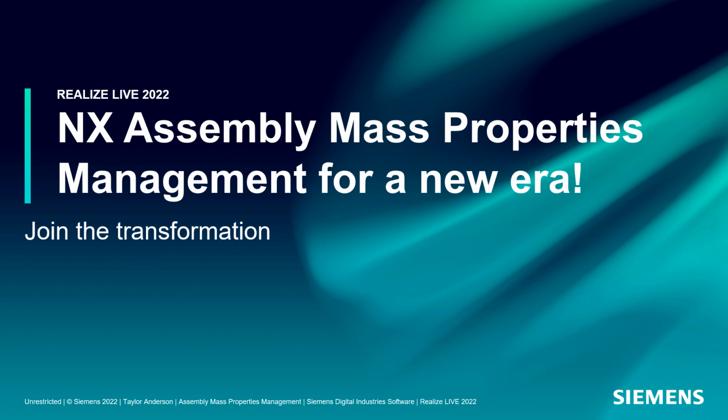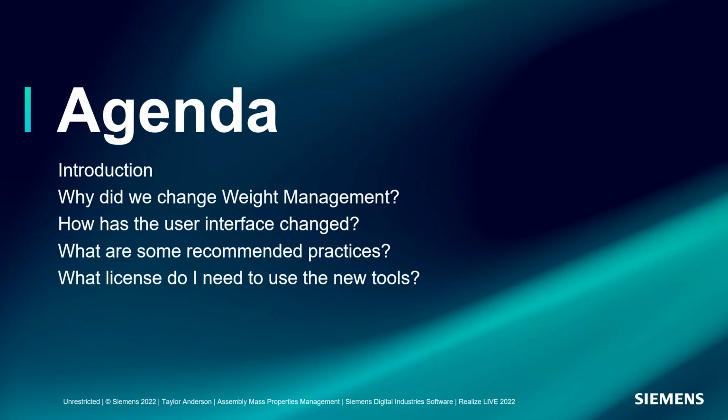I'm going to talk today about the new assembly mass properties management tools in NX and how we've improved these here recently. We're going to talk about these agenda points as we go forward, a little introduction on the tools, and then some background on why we changed them and how things have changed and so forth. And we think you'll be excited about this here as we go forward.